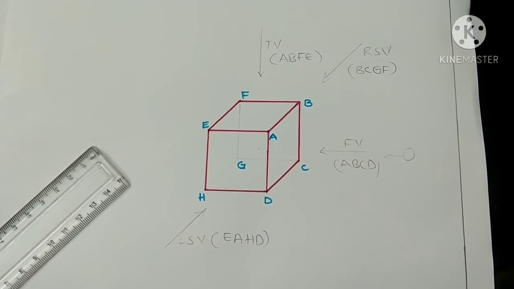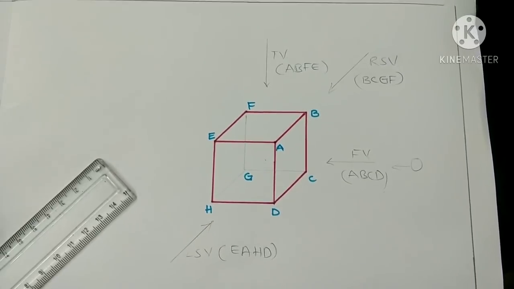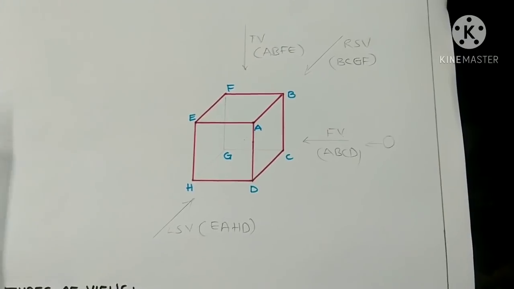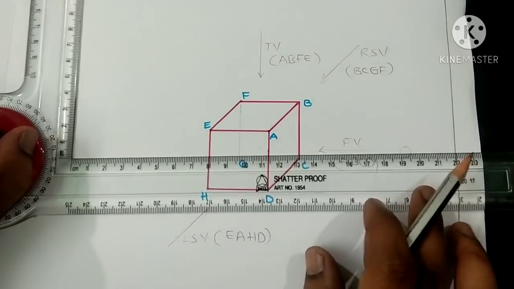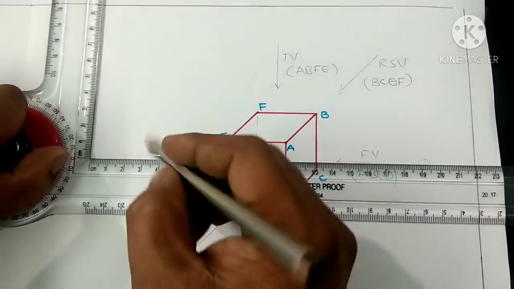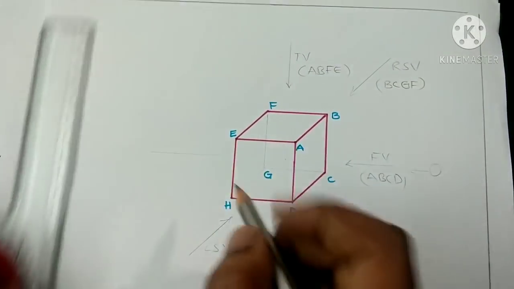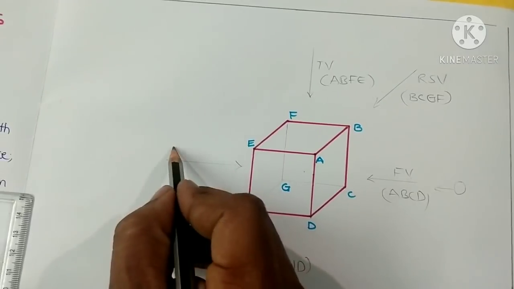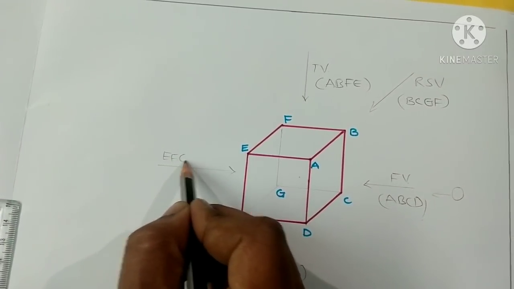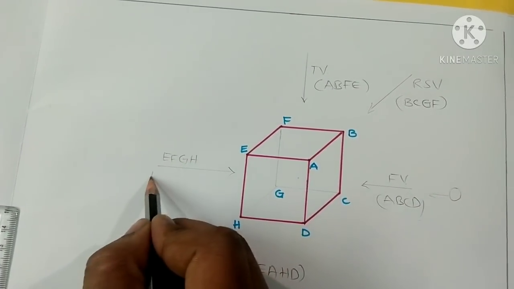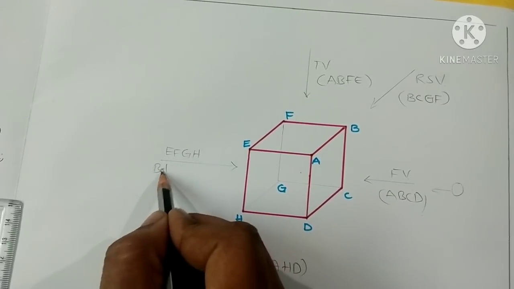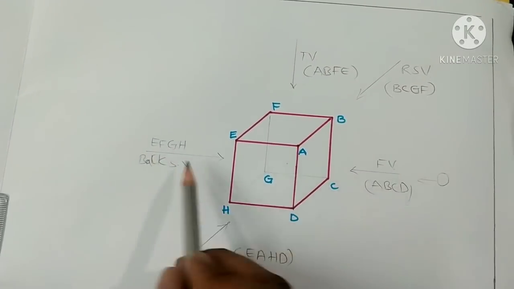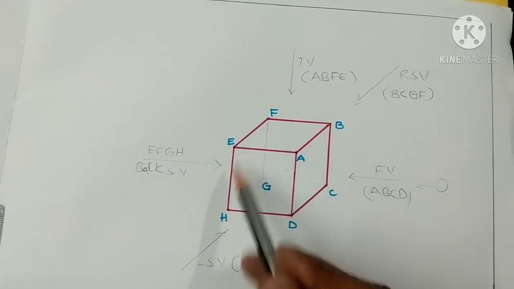So, we have two more views. Those are back side view and bottom side view. The opposite direction of front view is back side view. So we have to see the object in this direction. At that time, the EFGH surface is visible. This is about the back side view. In this direction, we are able to see the EFGH surface.